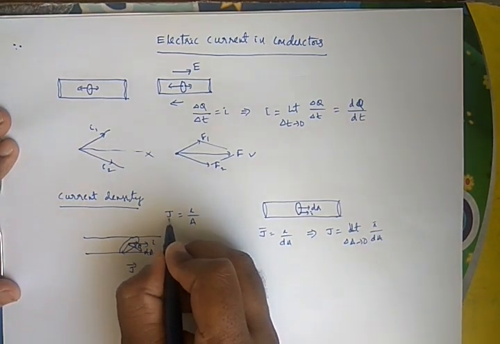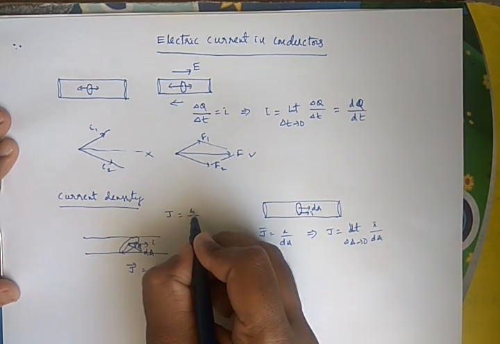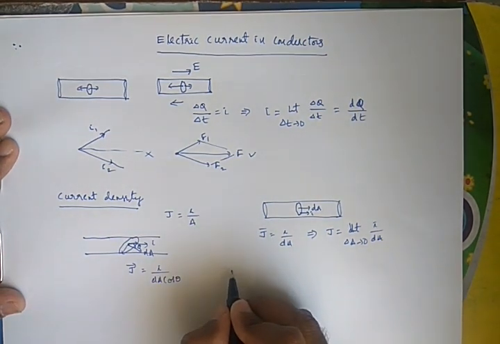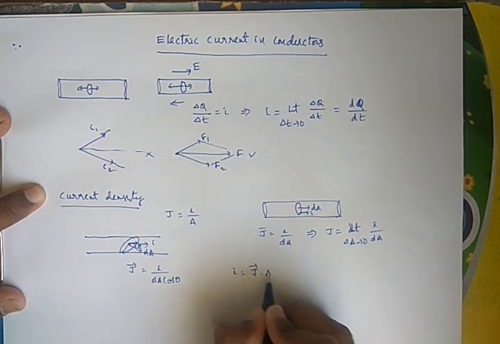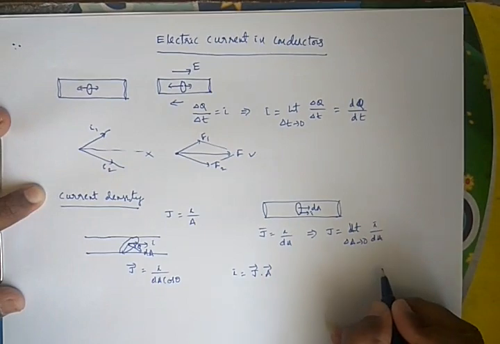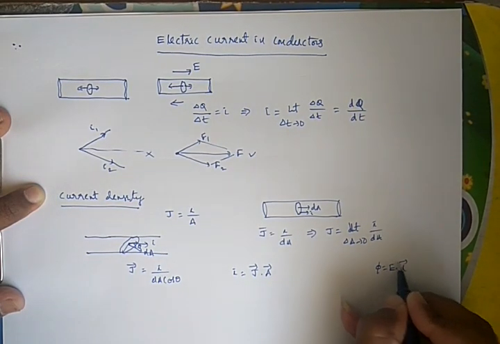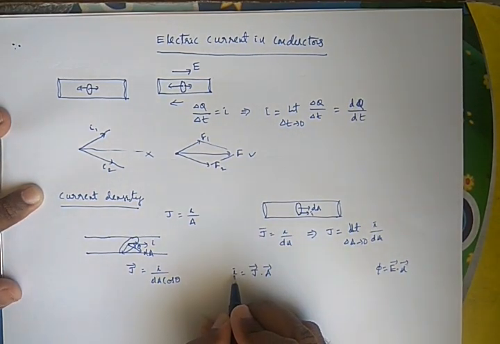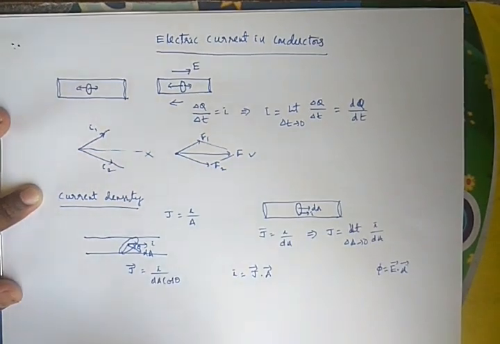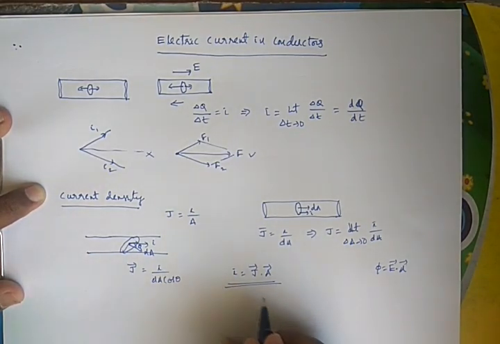Current density is a vector quantity, and area is also a vector quantity, but current is a scalar quantity. So you can also write I equals J dot A. Like flux, we wrote that flux equals E dot A, because E is a vector, A is also a vector, and phi is a scalar. Similarly, this is the amount of charge flowing through the area per unit time. So this is the link between current and current density.